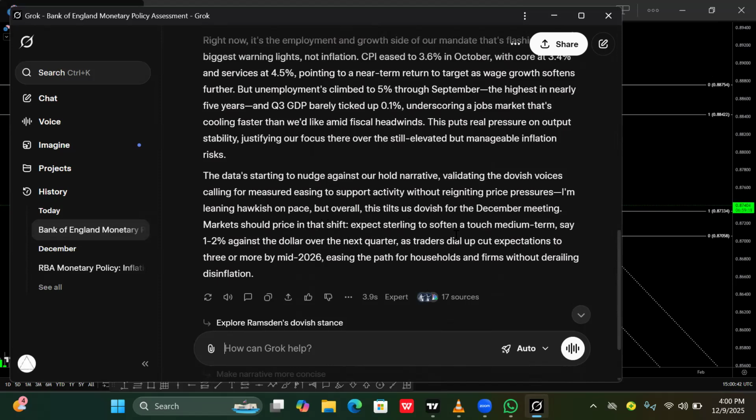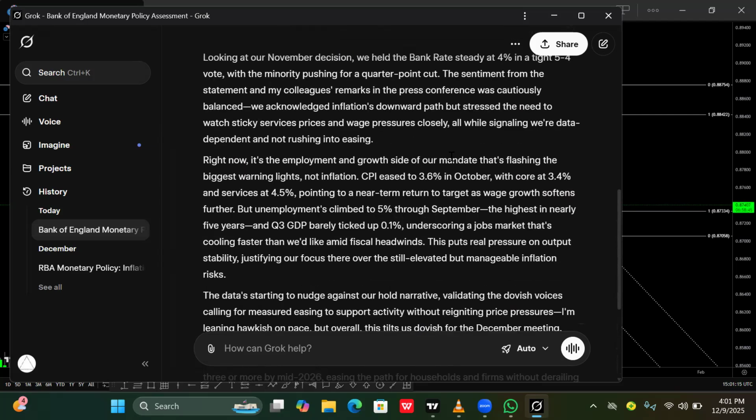Expect sterling to soften a touch medium term, let's say 1 to 2% against the dollar over the next quarter, as traders dial up cut expectations to 3 or more by mid 2026. Now, easing the path for households and firms without derailing disinflation.